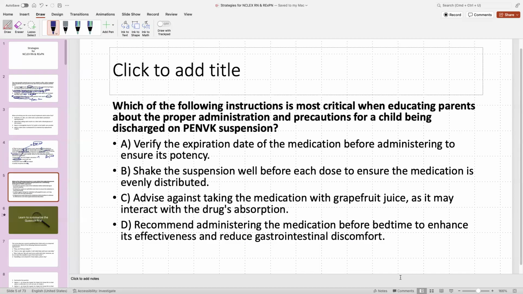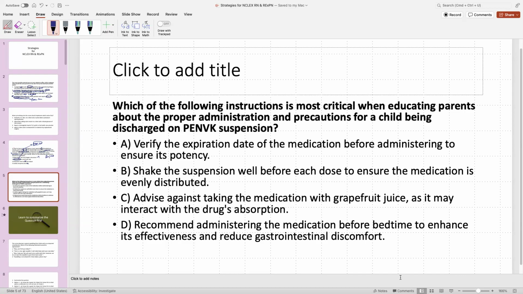In NCLEX, there is nothing called I don't know. You have to bring out everything you know from the question. Whatever you know from the question, bring it out. So first, mark the keywords in the question.